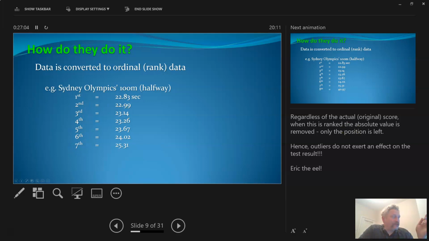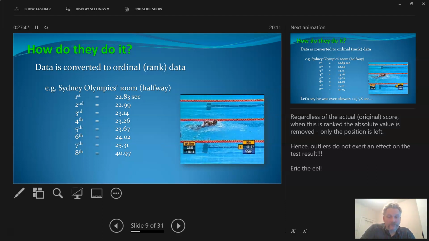So I've got different screens here. So we've converted the raw scores to the actual rank, their position, as it were. Now, in this 2000 Sydney Olympics, I don't know if you remember, but there was one competitor who was given the nickname of Eric the Eel. He'd only learned to swim earlier that year, but through some vagaries of qualification times and so on, he was able to represent his country at the Olympic Games in the 100 meters freestyle.